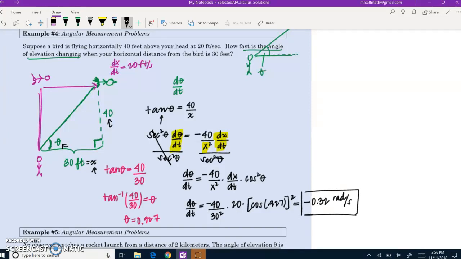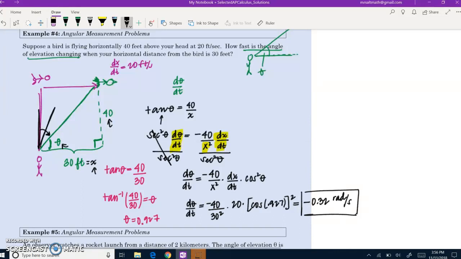So that means our angle is decreasing at a rate of negative 0.32 radians per second, and that should make sense, right? The further the bird gets away from us, the lower that angle of elevation is going to be. So you can imagine it was up here before and then up here, so it is going to be a decreasing value, which is what we would expect.